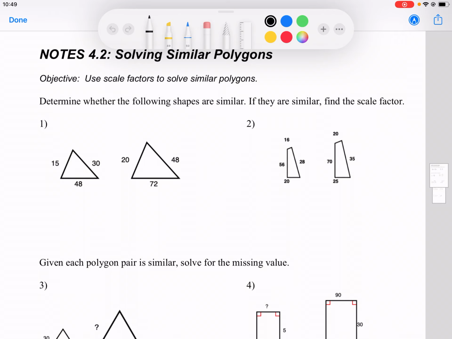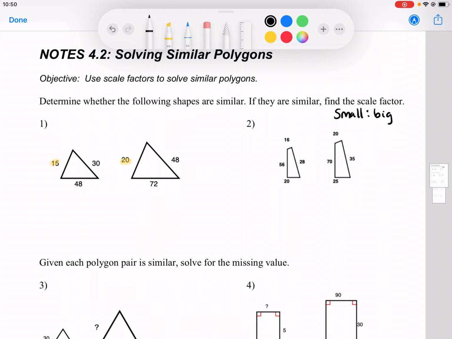I forgot to put this in the instruction, but we're going to do from the smaller to the big. And we're going to do that for homework as well. Okay, so small to big. So the way you're going to do it is you're just going to take the scale factors of each side and see if they all match up.